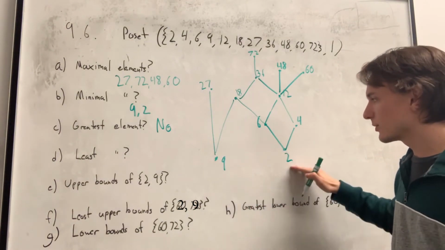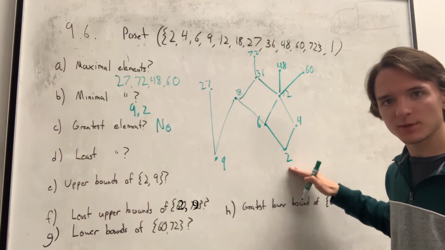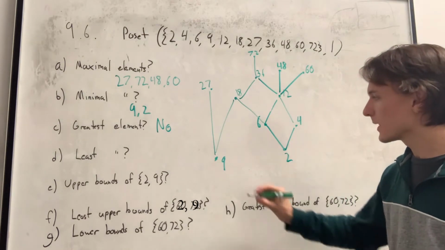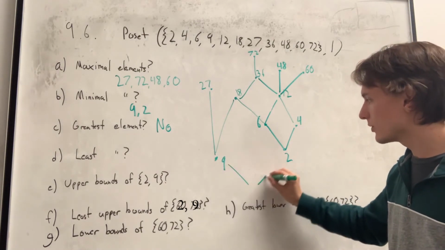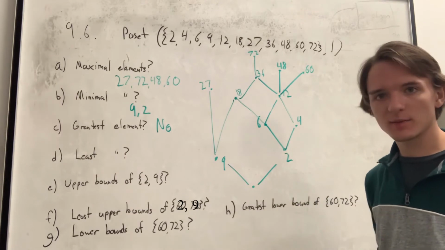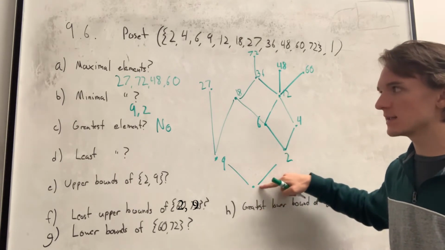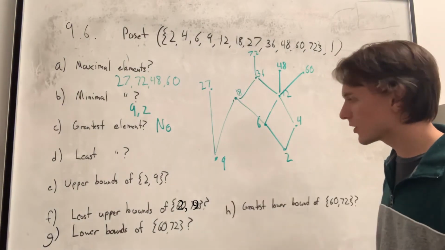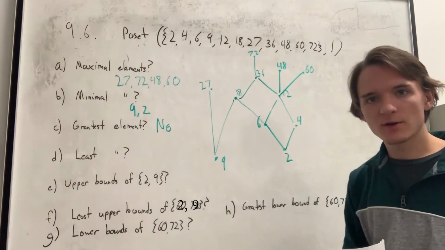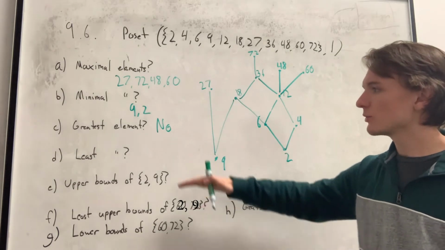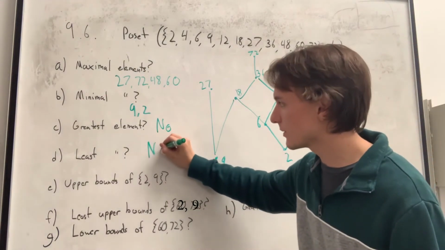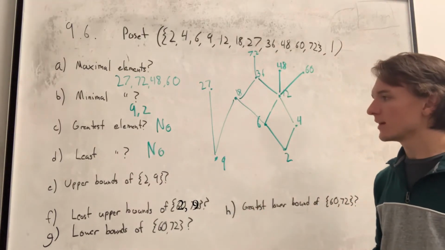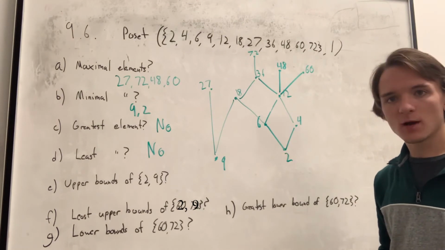We have 2 possible least elements, so we don't have a least element. If there was another node below 9 and 2, another element, then we would say this is the least element. But it does not exist. Nothing funnels down into a single node, so we do not say there is any least element.